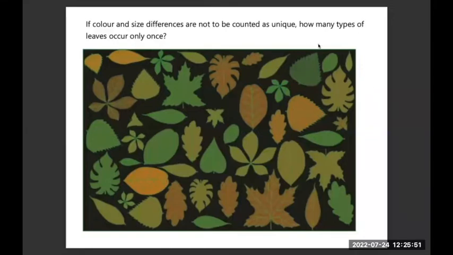Yes, Kavya, you're correct. No, that's not it.